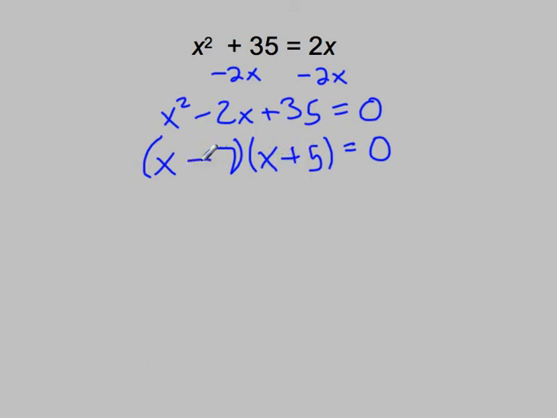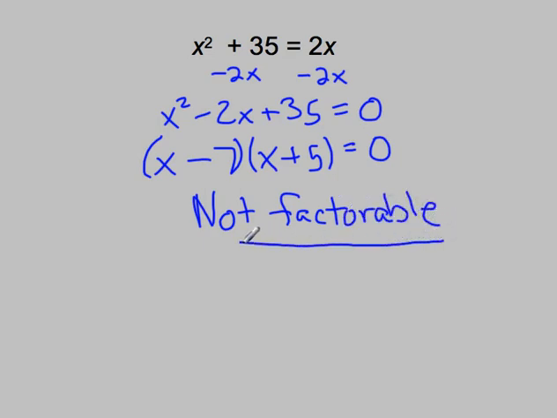But now here we have an issue. Always check your signs. Negative 7 times positive 5 would give us a negative 35, and that's not the right sign. So think about it. Are there any other factors of 35 that would give us negative 2? I can't think of any. So in this situation, you would write not factorable. I'm not going to put not solvable because this is still solvable. We just haven't learned how to solve it yet.